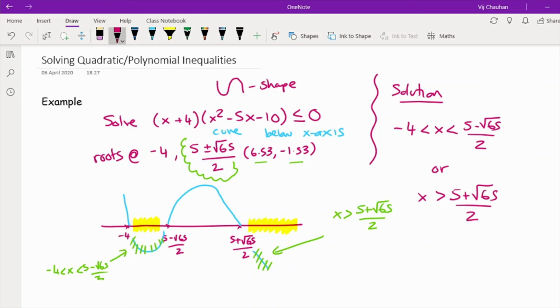And so whether you've got a positive cubic shape or a negative cubic shape, it's definitely worth going through those steps of solving the polynomial, whether it be quadratic or cubic, finding out the roots, drawing the x-axis, marking down your roots, recognizing the graph shape, and then from your curve deciding what the inequality is going to be.